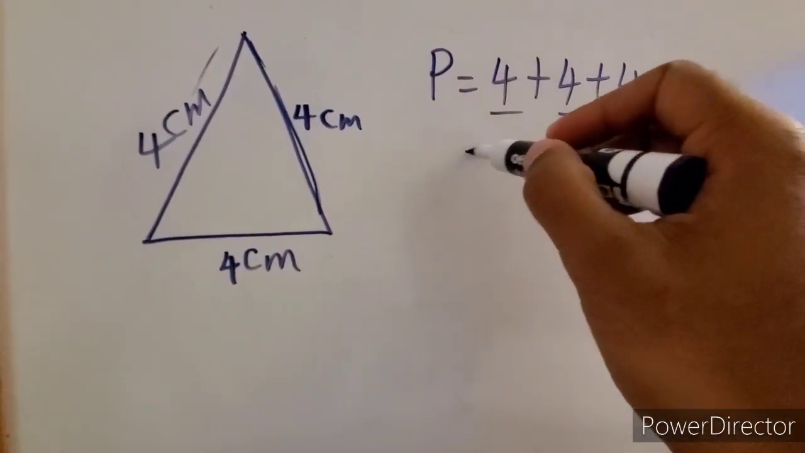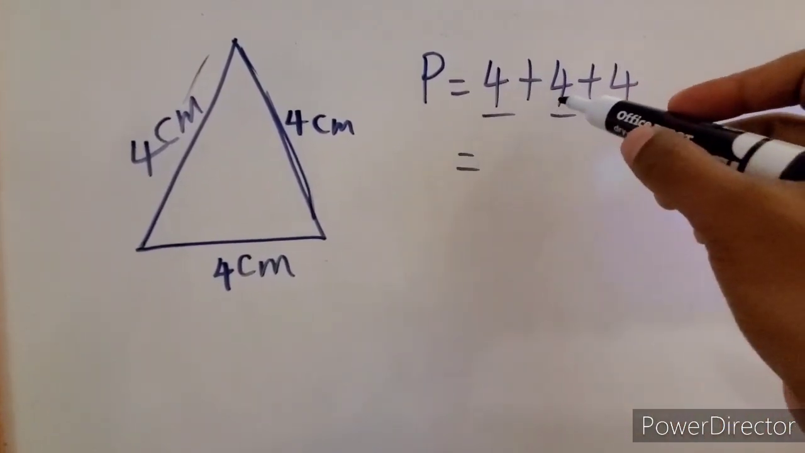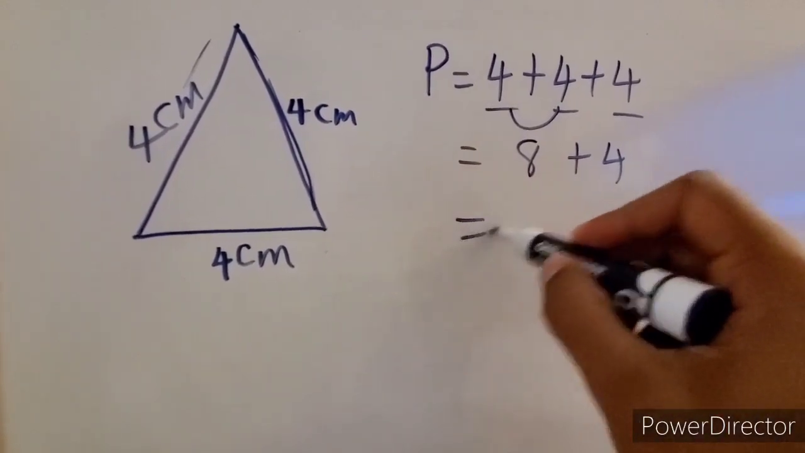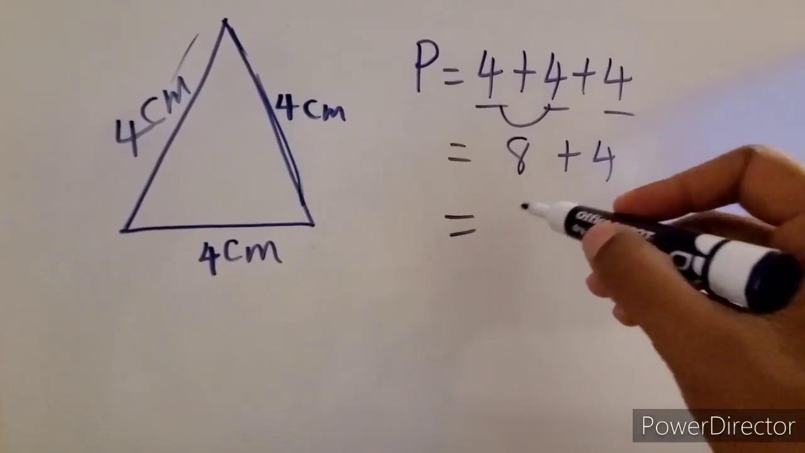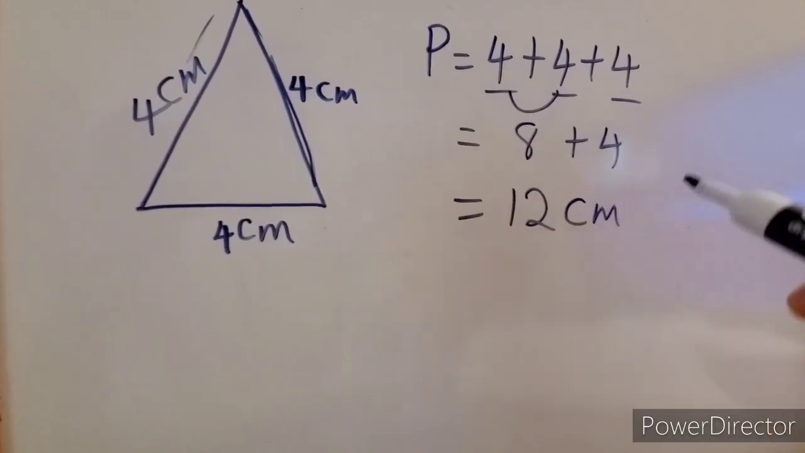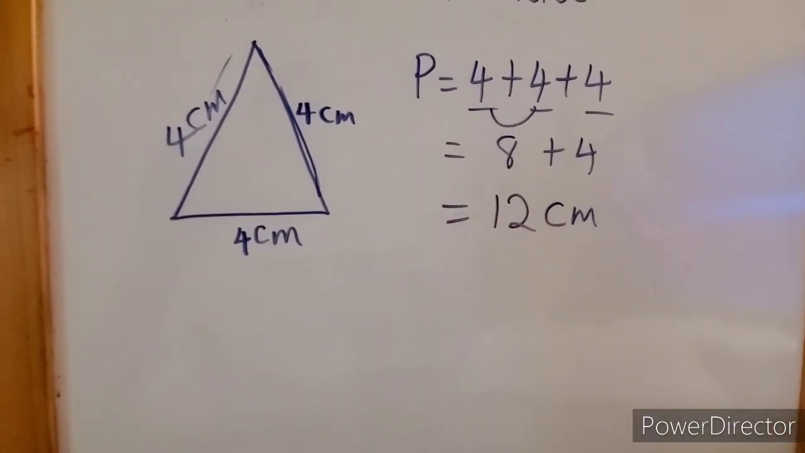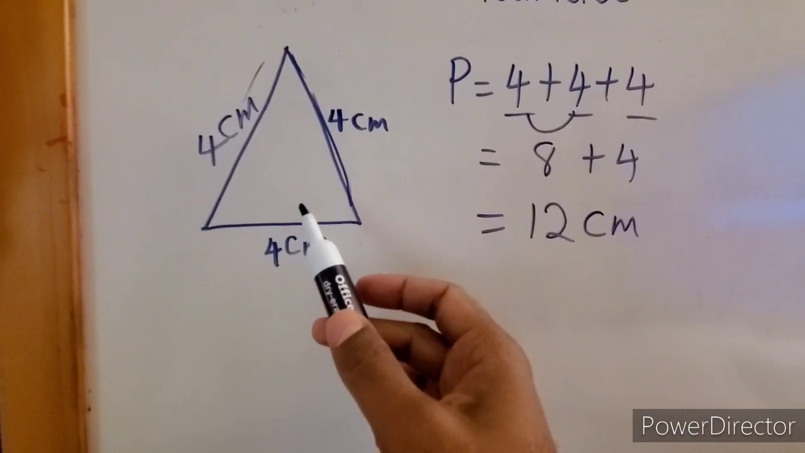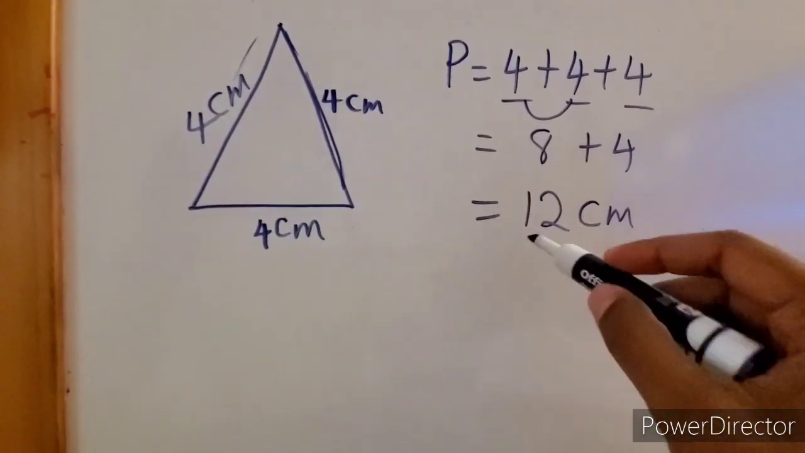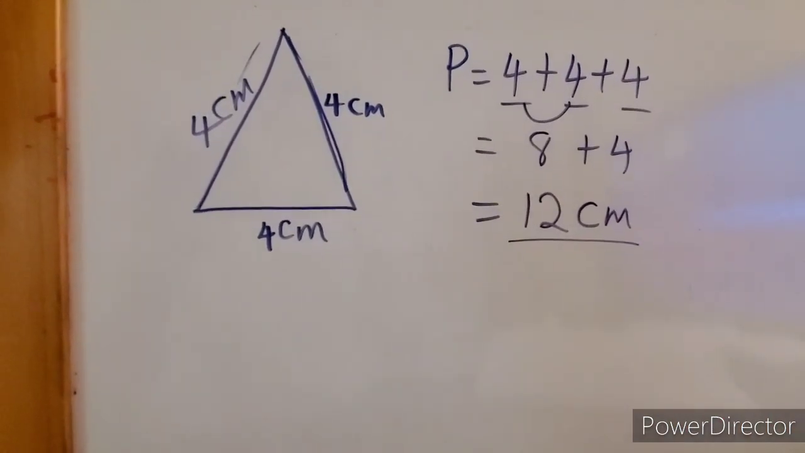And let's go ahead and add them all up. 4 plus 4 is 8, plus 4. And 4 plus 8 is 12. And what is the unit? It is cm, or centimeters. So the perimeter of this particular polygon, or triangle to be more specific, is 12 centimeters.